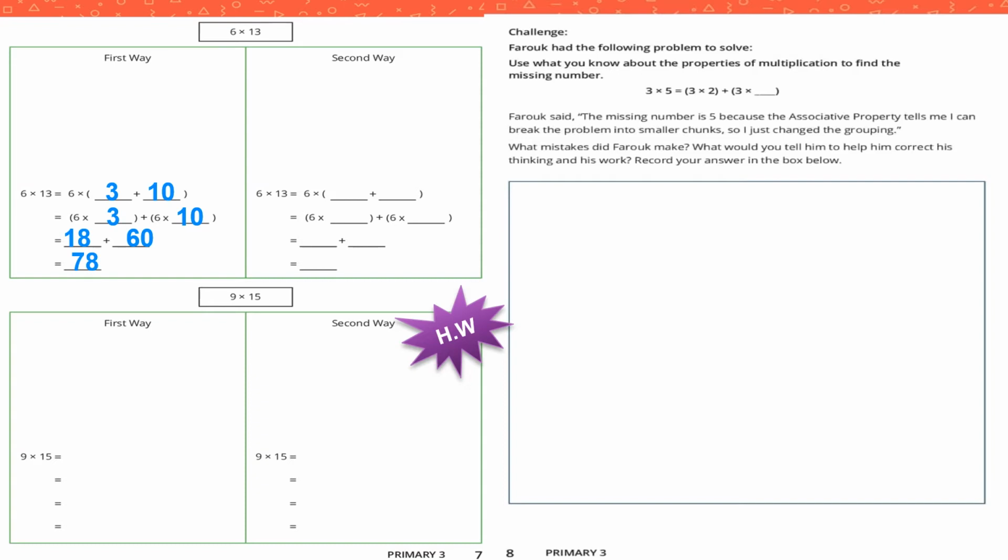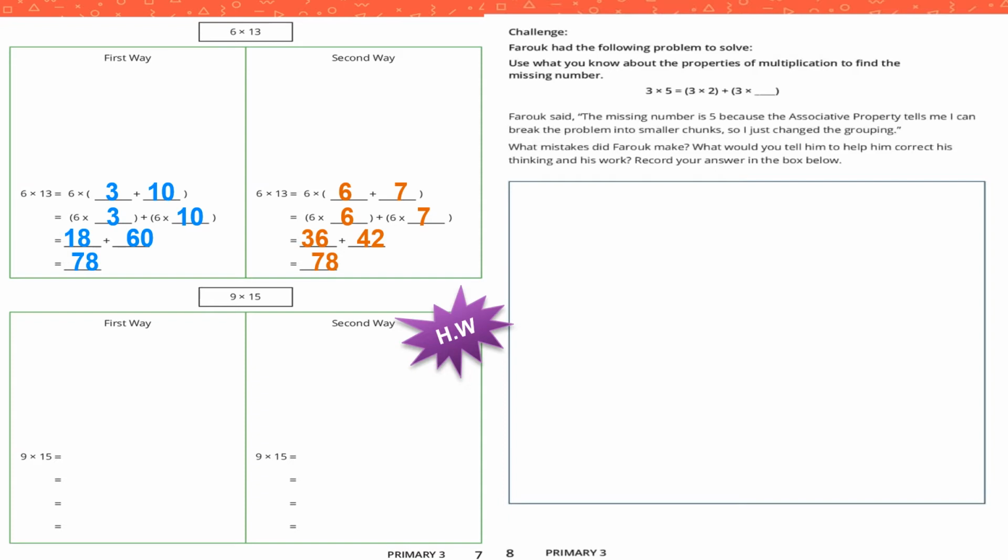In the second way, I will split 13 into 6 and 7. 6 plus 7 equals 13. Then we will distribute this 6 one time with 6 and one time with 7. 6 times 6, 36. 6 times 7, 42. Let's add. 6 plus 2, 8. 3 plus 4, 7. And the last question will be homework. We will distribute the same way, using distributive property.